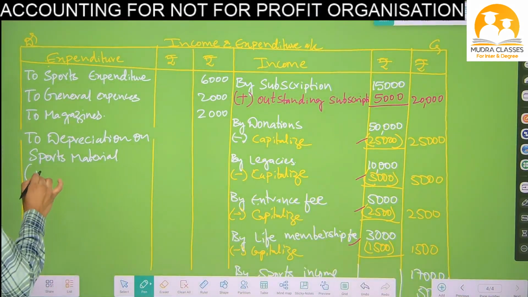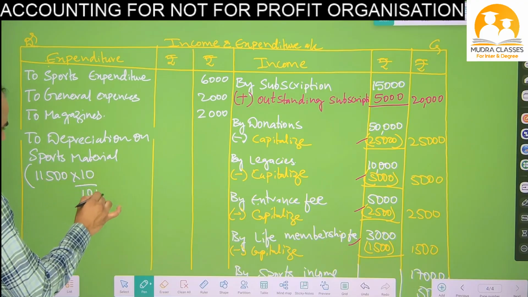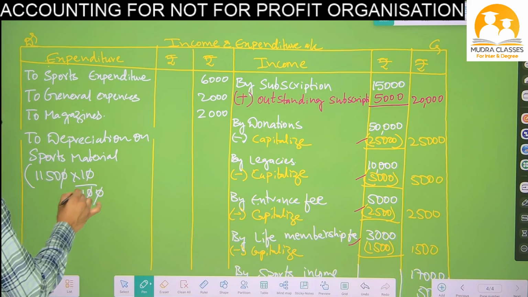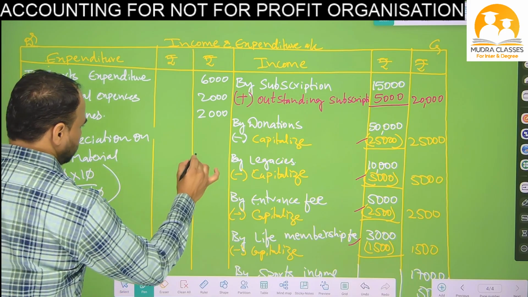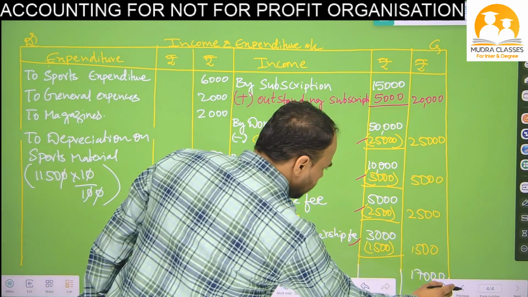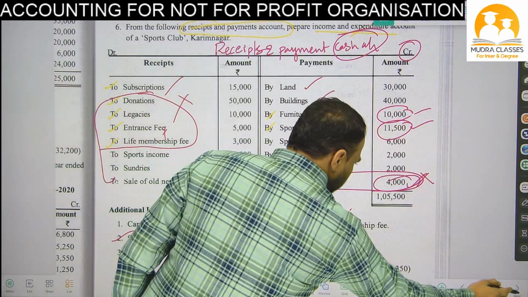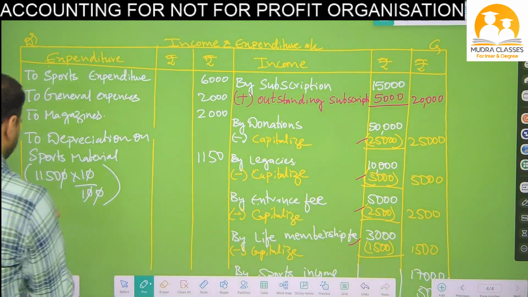So 11,500 into 10%, means 10 by 100, 0 cancel, 0 cancel. So what is the depreciation amount? 1150. Okay, similarly one more item given, depreciation on furniture. What is the furniture amount? 10,000 rupees.